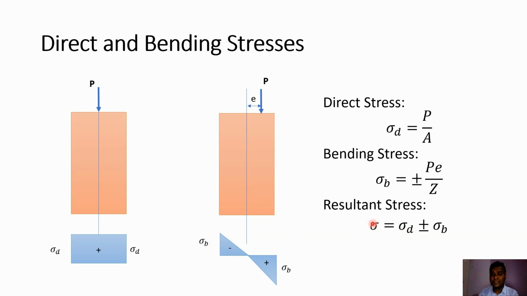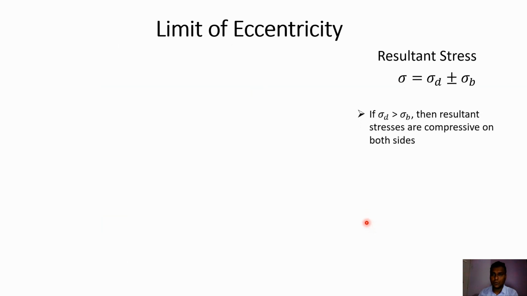So when we are finding the resultant stress, we get two values. The first value will be the maximum stress, the second value will be the negative stress or minimum stress. So in this case now, we need to establish the limit of eccentricity to establish the core of section.